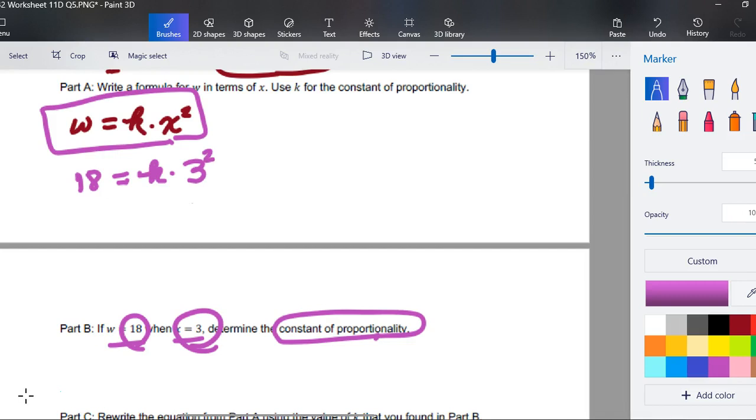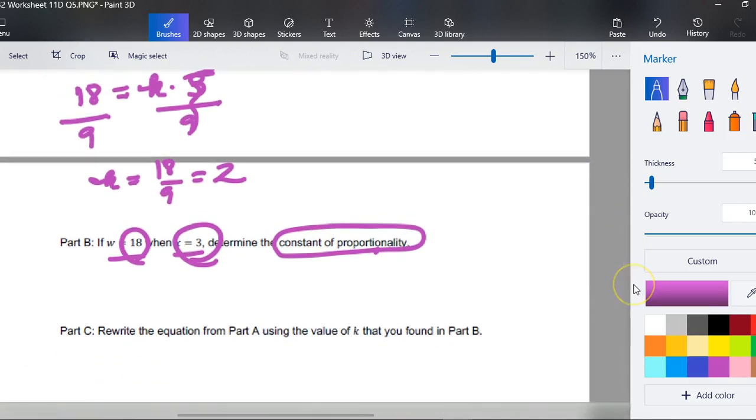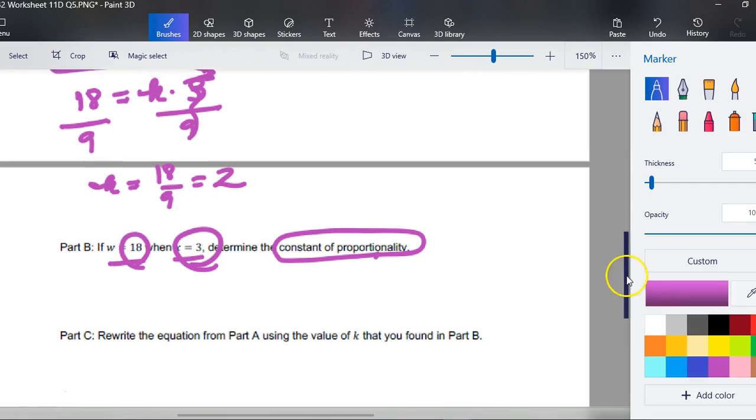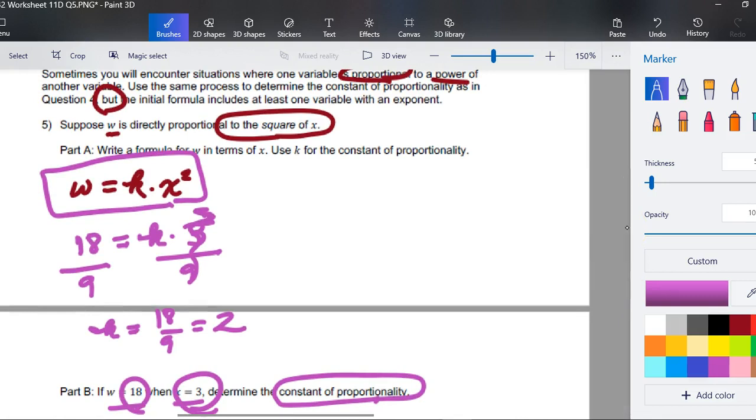Remember, or go back and review, that what we did last time is we then solved for K. 3 squared is 9, so I'll go ahead and divide by 9. That becomes K times 1, and 18 divided by 9 is 2. So our constant of proportionality is 2. Then part C says rewrite the equation from part A using the K that you found in part B. So now that we know the constant of proportionality is 2, we're going to go back and rewrite this, that W, which is directly proportional to the square of x, has a constant of proportionality of 2.